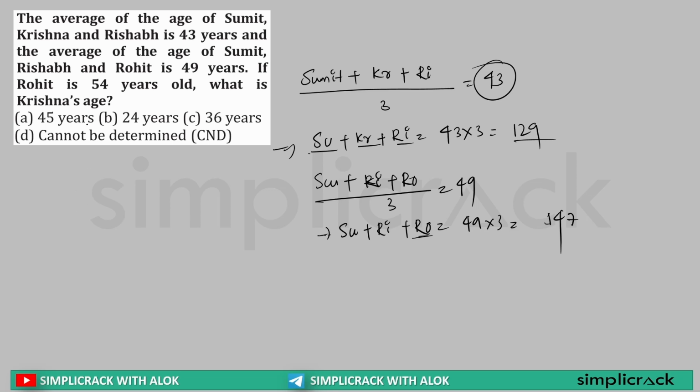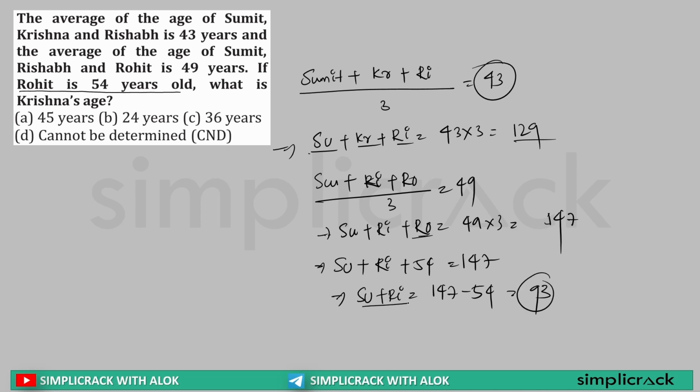So if I deduct both, what will happen? Or what I can do, it is given Rohit is 54 years old. That means Sumit plus Rishabh plus 54 is equal to 147. Now Sumit plus Rishabh is equal to 147 minus 54, which is 93. So the age of Sumit plus Rishabh is 93.